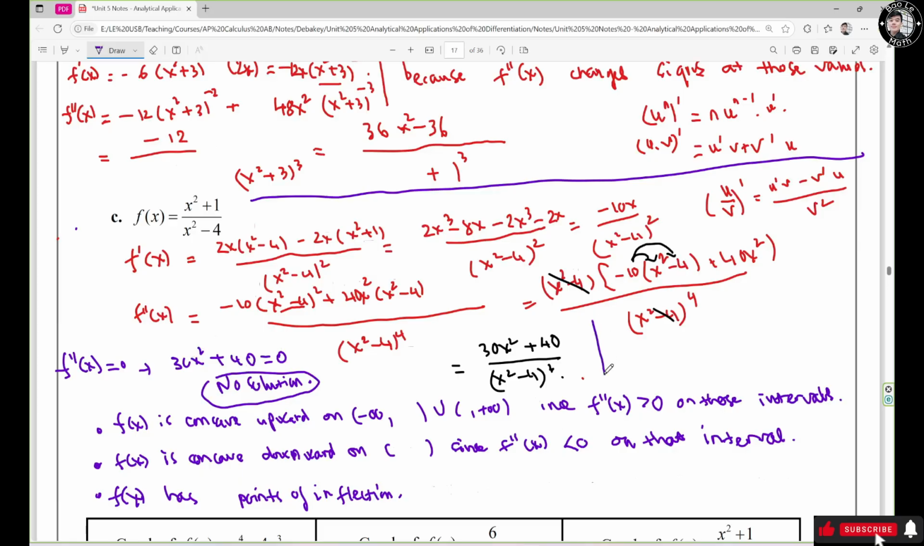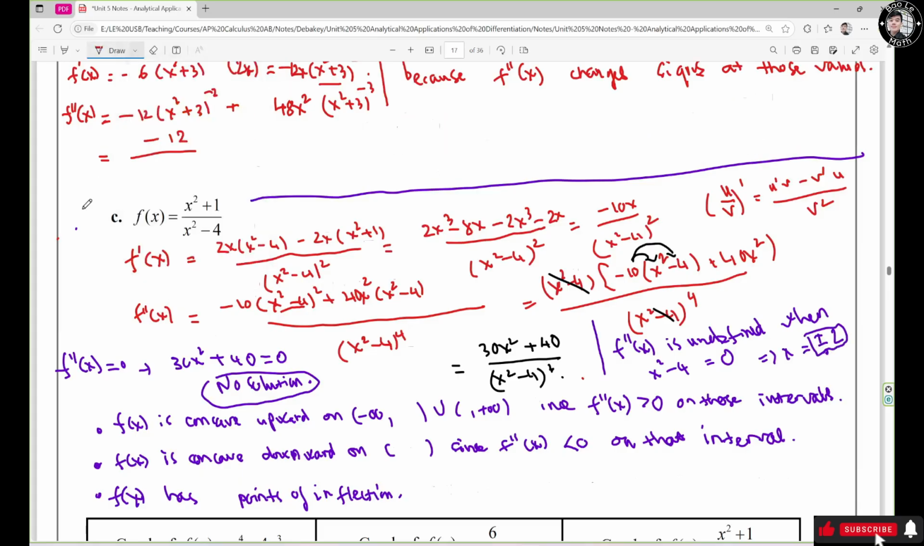Now you need to find the value of s where f''(s) is undefined, right? So f''(s) is undefined when the denominator equals 0, which is s squared minus 4 equals 0, right? And then s equals plus and minus 2, right? Alright, now you need to put this on the number line, right? So you have negative 2 right here, 2 right here.